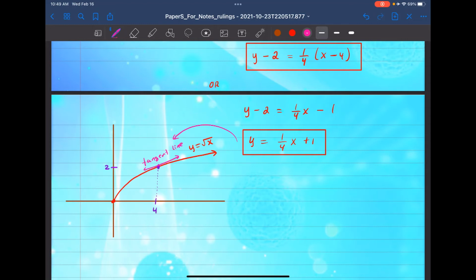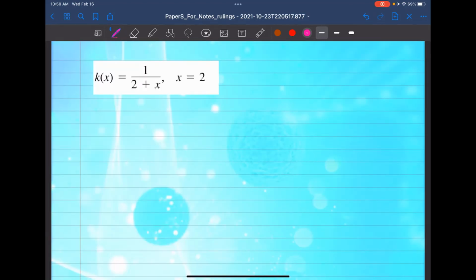Okay, let's go ahead and do another example. So here we also want to find the equation of the tangent line. To find the equation of the tangent line, we need the slope, which will be our derivative at that point, that is 2 in this case. And we also need the point itself. We know the x-coordinate is given, that's 2. And how do we find the y-coordinate? Well, we simply plug this in here. So that will be k evaluated at 2. So k of 2 is going to be 1 over 2 plus 2. It's 1/4. So we know the point the tangent line is going to pass through is (2, 1/4).